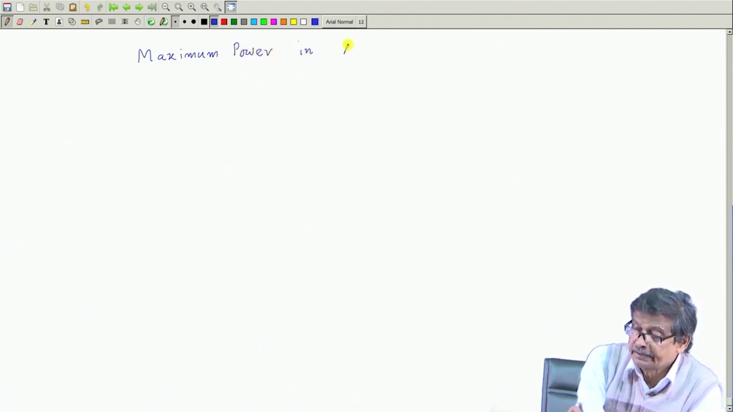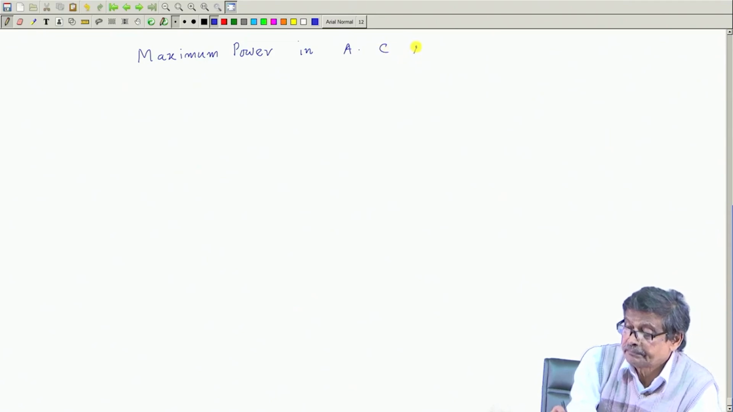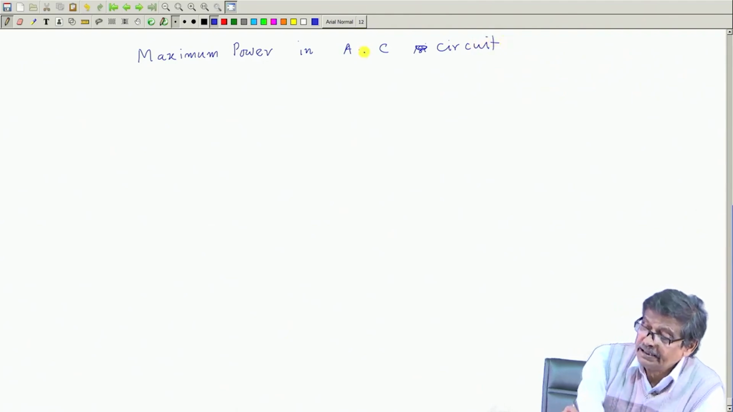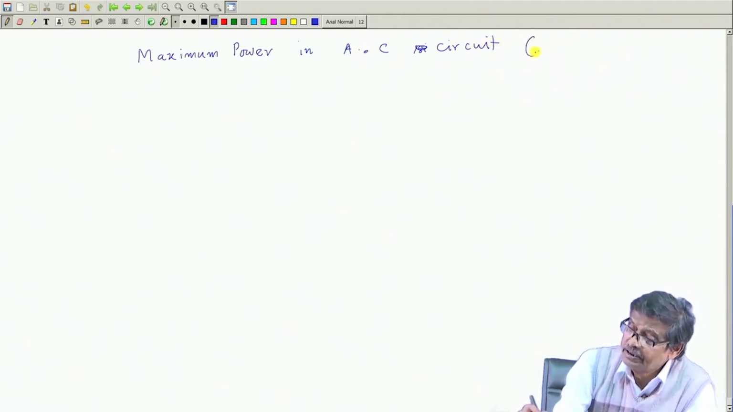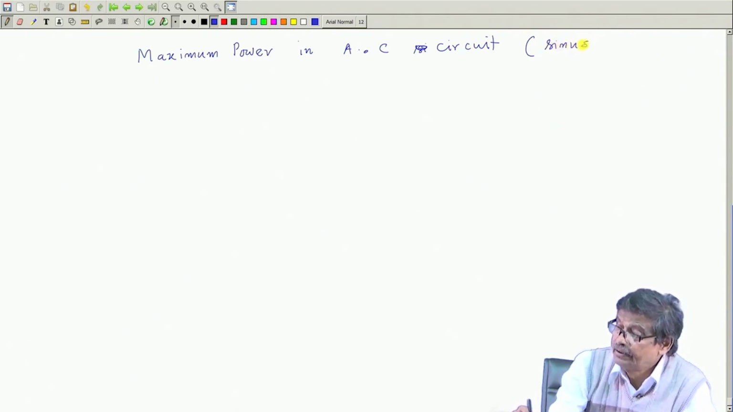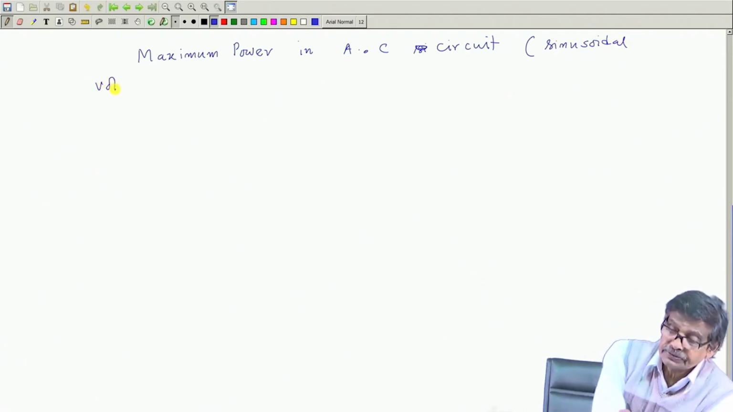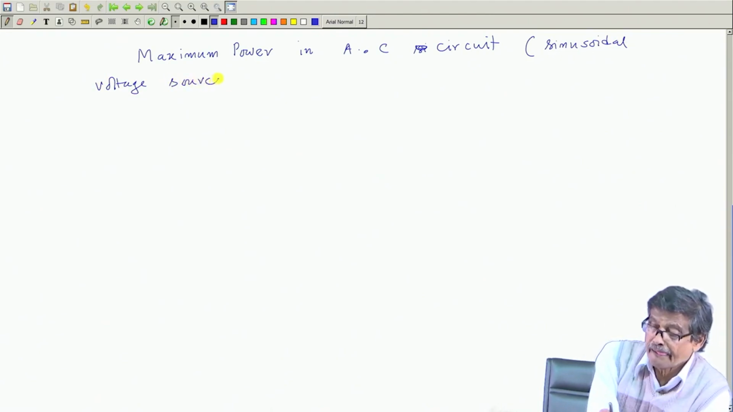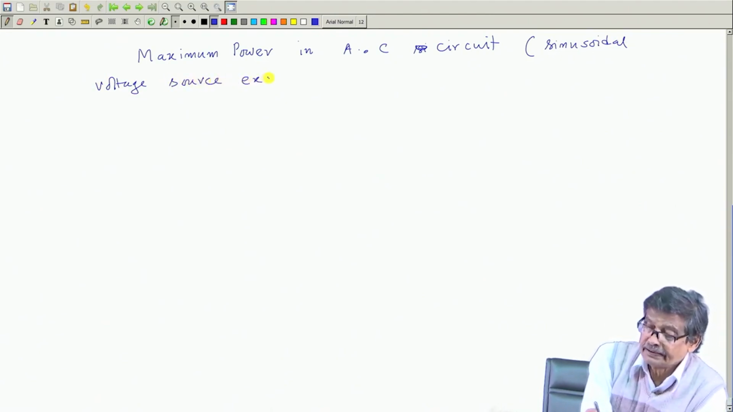In an AC circuit. By AC circuit I mean a sinusoidally excited circuit, where a sinusoidal voltage source excites this circuit.